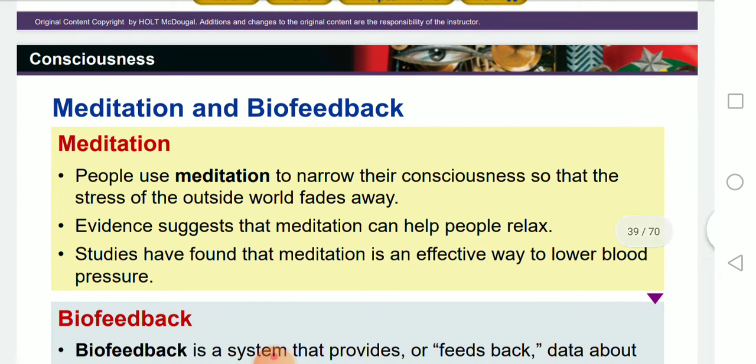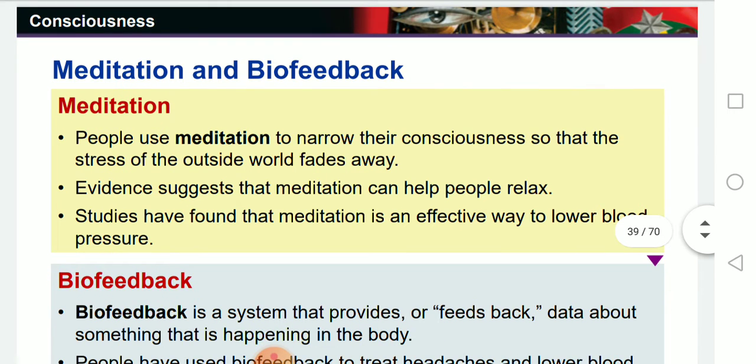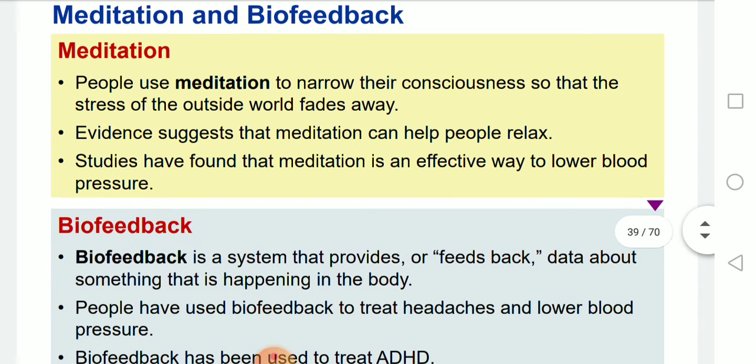I have here the meditation and the biofeedback. When I talk about meditation, what comes up in your mind when you hear the word meditation? We all feel relaxation. People use meditation to narrow their consciousness, to focus their consciousness, so that the stress of the outside world fades away. Fades away means goes away, or you can escape the world by using just meditation.